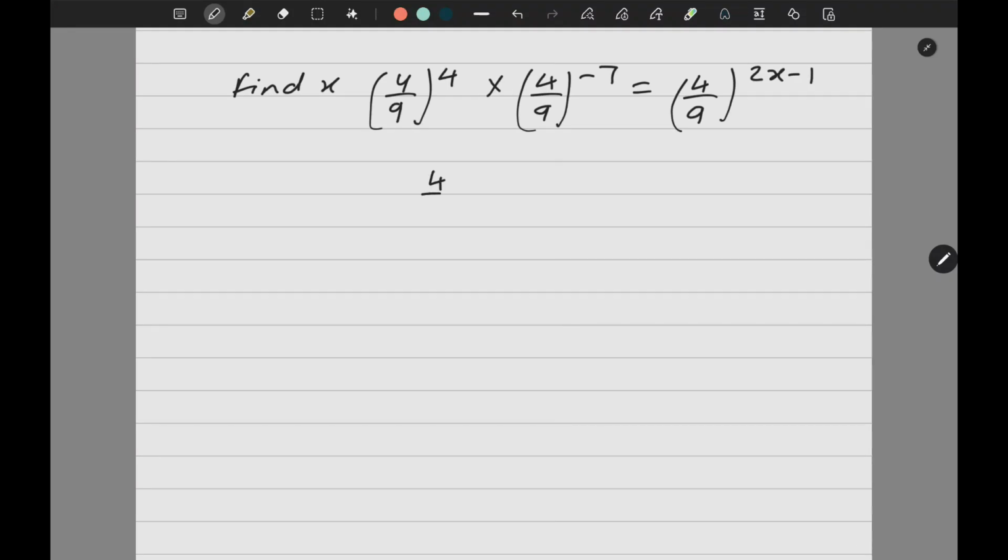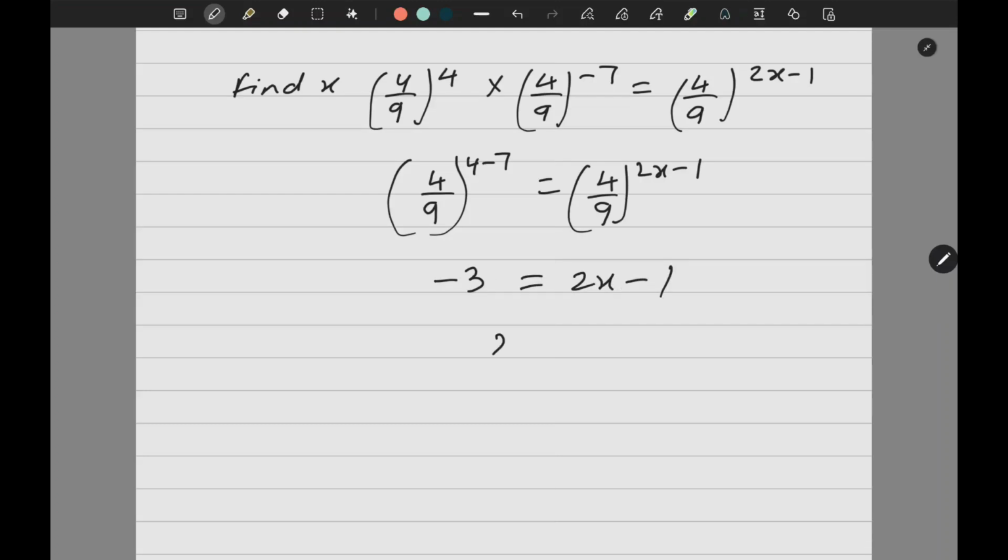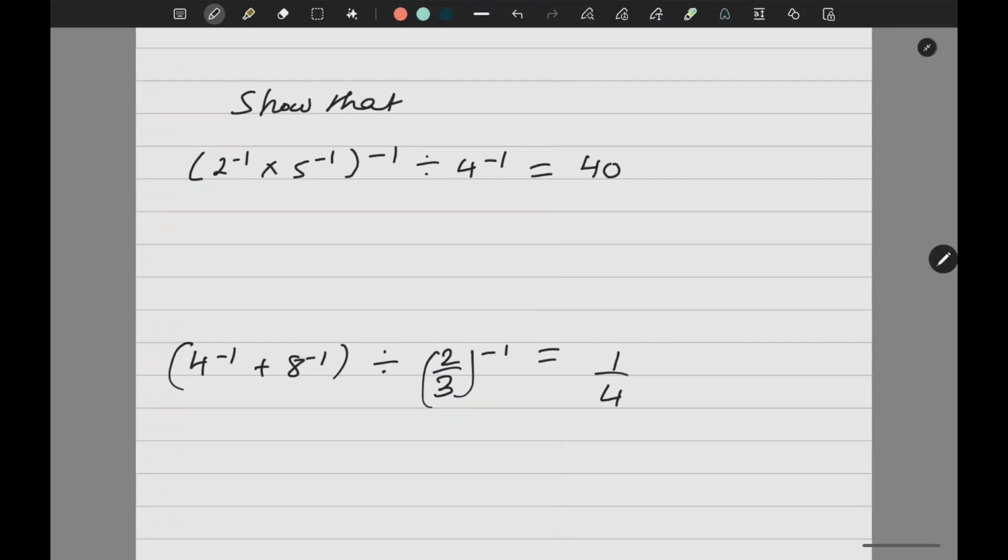Now again, 4 by 9 to the power 4 minus 7 is equal to 4 by 9 to the power 2x minus 1. 4 minus 7 is how much? Minus 3. So minus 3 is equal to 2x minus 1. So 2x is equal to minus 2. So x is equal to minus 1. Done. Let's see the next question.